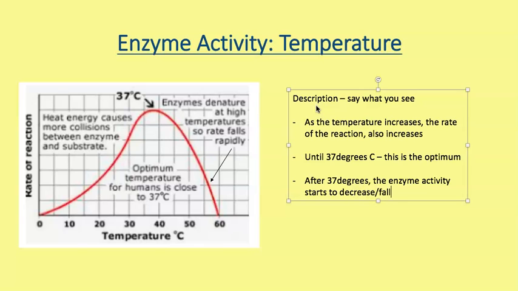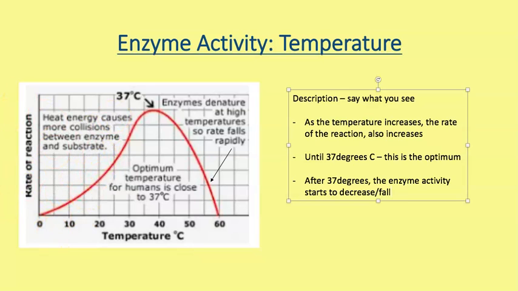Okay, there are absolutely no signs there. That is just describing what you see. So as the temperature increases, the rate of reaction increases until 37 degrees. This is the optimum. After 37 degrees, the enzyme activity starts to decrease or fall. Okay, so that is your description. Now, the explanation is on the graph.